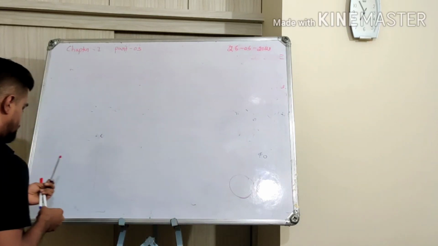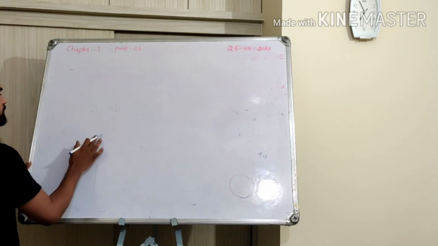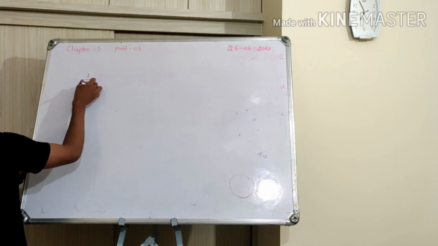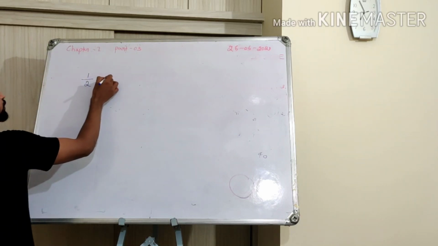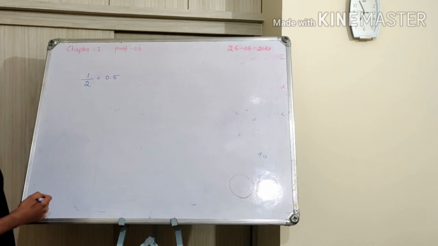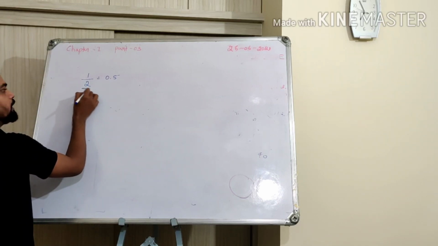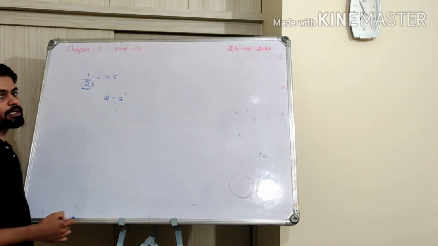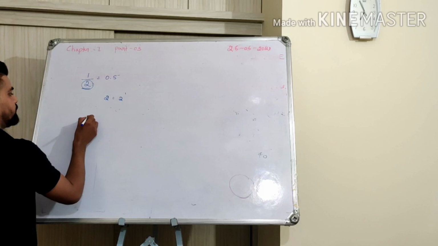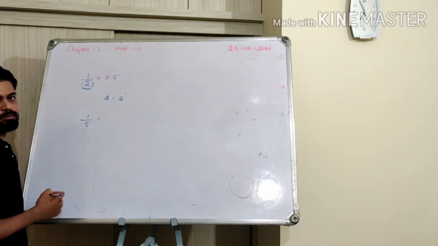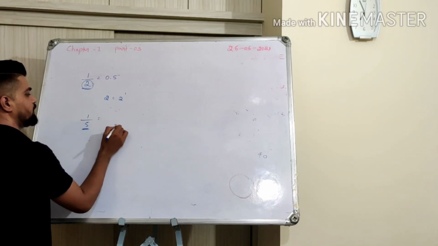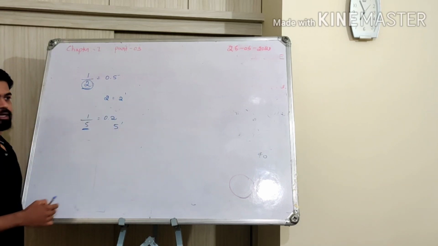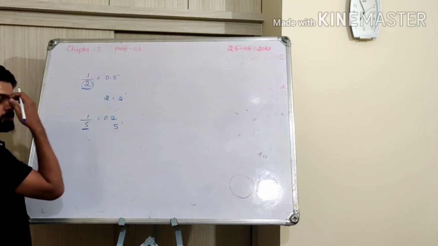So let us take this example. One by 2. So 1 by 2 we already know what is this, 0.5. Okay. So now we need to observe the denominator only. So this denominator can be written as 2 power 1. Right. So another number, 1 by 5. So 1 by 5, this denominator can be written as 5 power 1, right? So this would be 0.2. This is going to be a terminating decimal. This is also a terminating decimal.